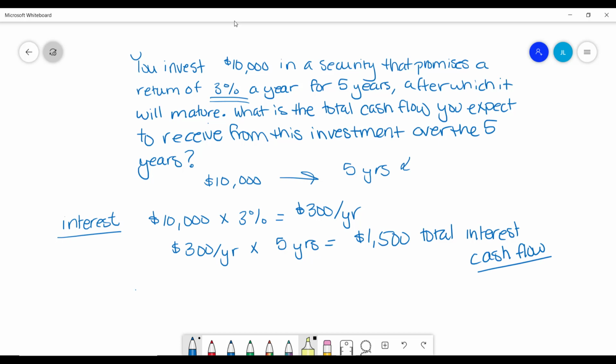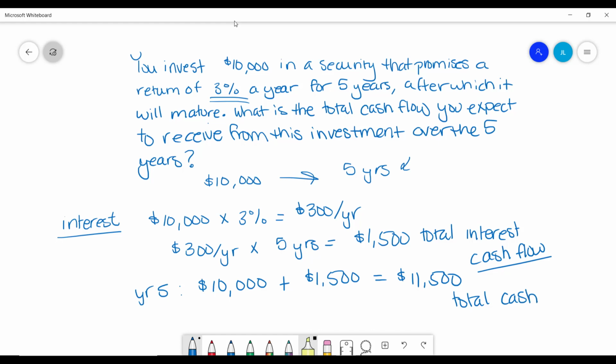Remember, at the end of year 5, you also have the $10,000 of the return of investment. So it's the $10,000 plus the $1,500 over those 5 years for a total of $11,500 of total cash flow. Okay, so that's basically the gist of that problem and how you would work that out.